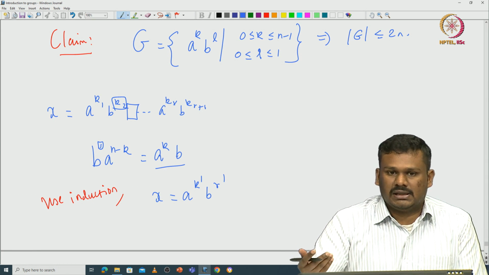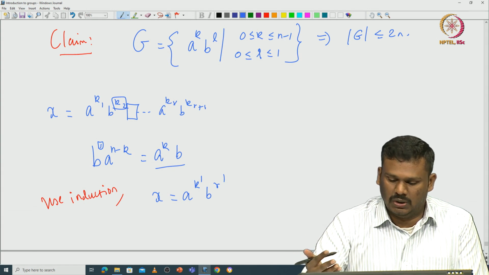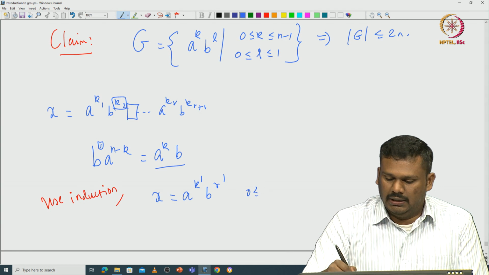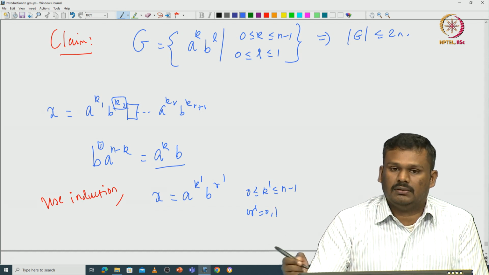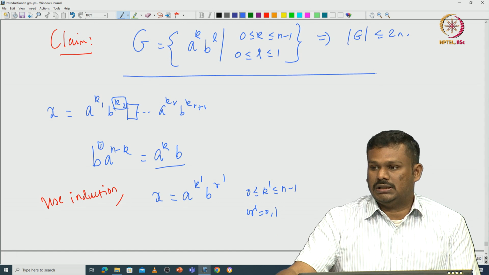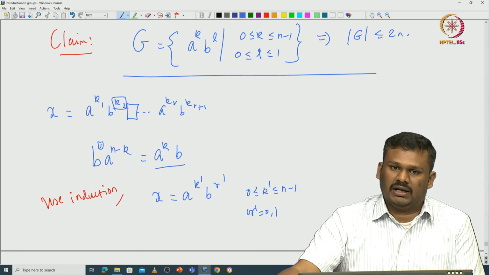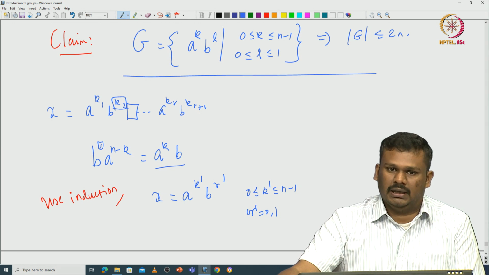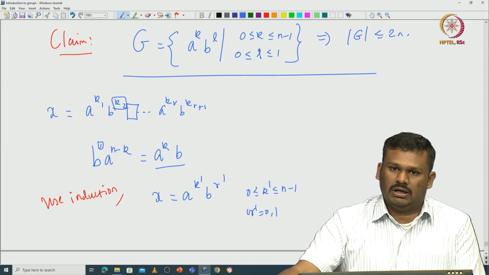Now k dash has to be between 0 and n minus 1, because a power n is the identity, so there is no other option. And r dash can be at most 0 or 1, there is no other option. So that proves that G is indeed equal to the set of a power k b power l, where k ranges from 0 to n minus 1 and l ranges from 0 to 1. So that proves that the cardinality of G is at most 2n.